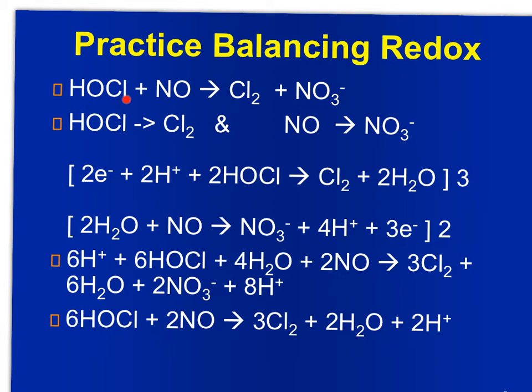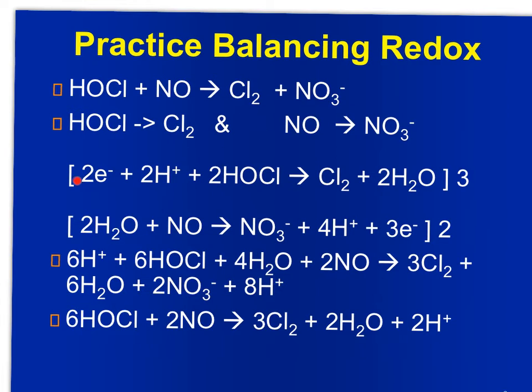So we have HOCl plus NO makes Cl2 plus NO3. So we'll break it into two halves. There are halves that have similar stuff in it. So HOCl goes to Cl2. It's really the Cl that we have in common. And we'll take care of the H's and the O's with waters and hydrogens. And the other part that had stuff in common was the N in the NO3.